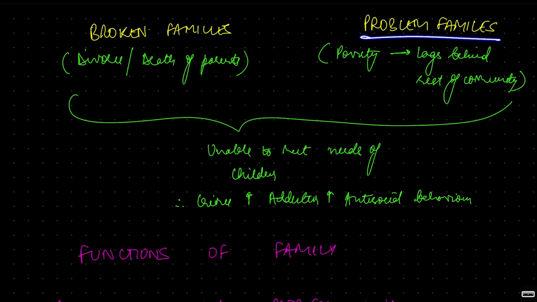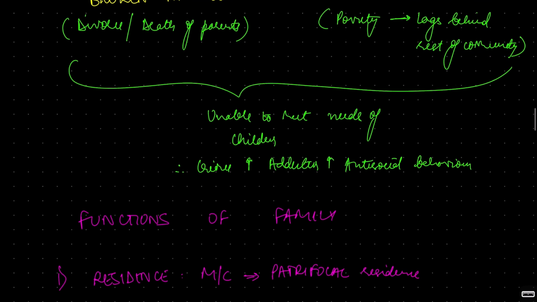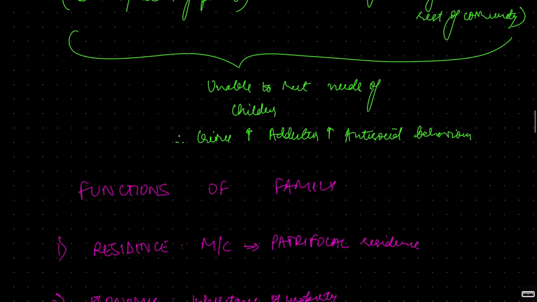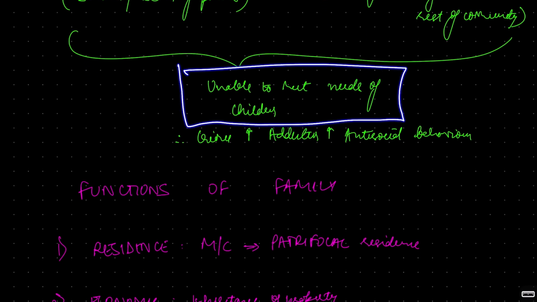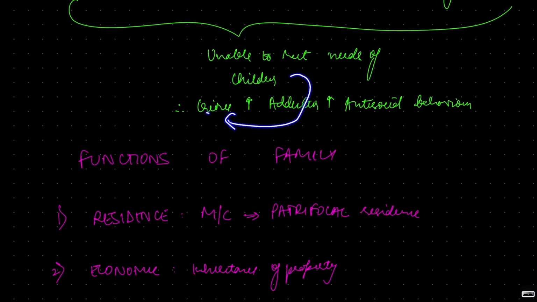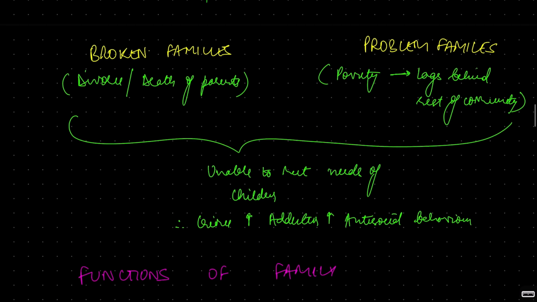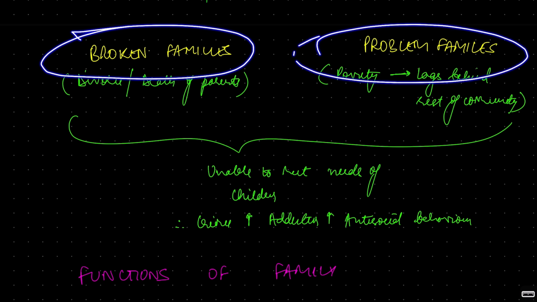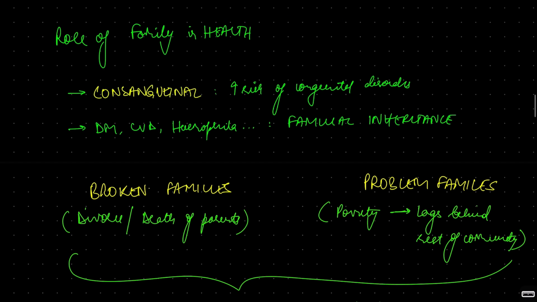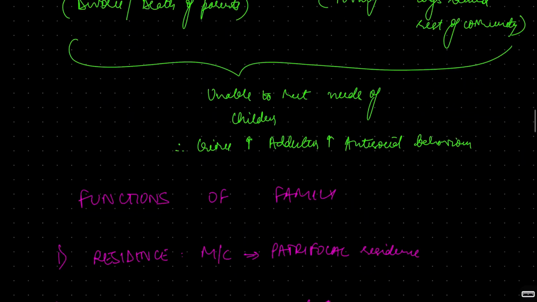Or if it is a problem family, where because of poverty and poor socioeconomic status the family lags behind the rest of the community, then the parents are unable to meet the physical and emotional needs of the children, so the children end up doing a lot of criminal activity, addiction, antisocial behavior, they get into prostitution, they show growth retardation. There is an increased risk of all this happening when it comes to broken families and problem families. Understood? So this is how family can also affect health and disease.